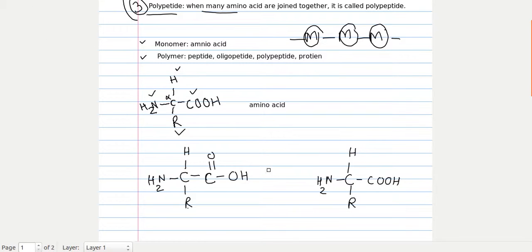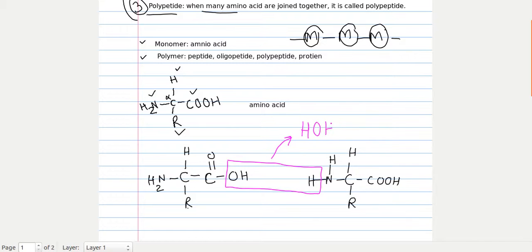I will just erase this, and I will just expand it. So two hydrogens were attached to the N. Now let me change the color. Now you see that the OH of the COOH and H of the NH2 group condense together and water is eliminated.